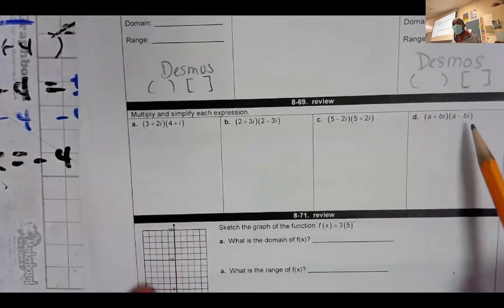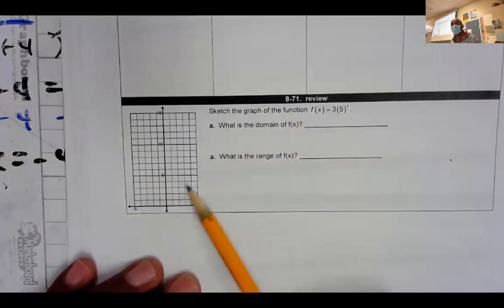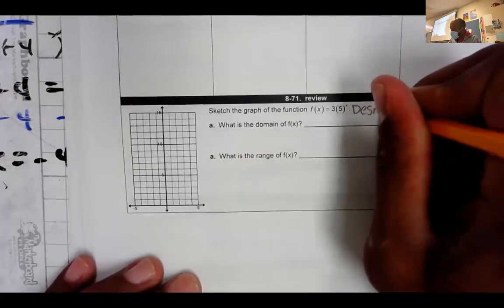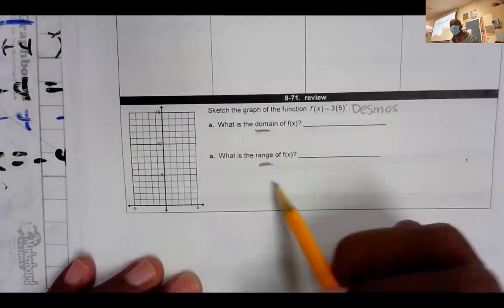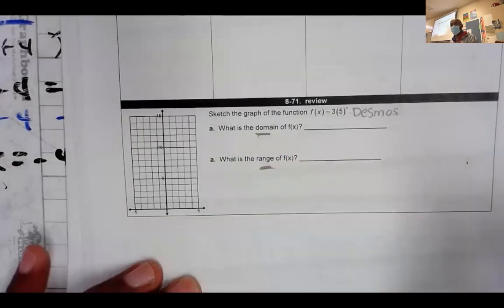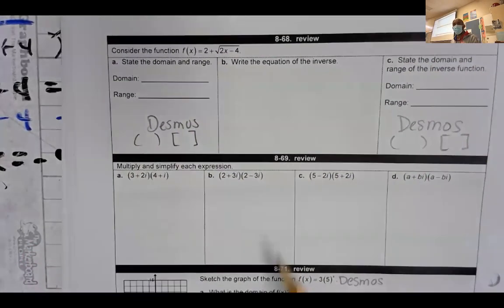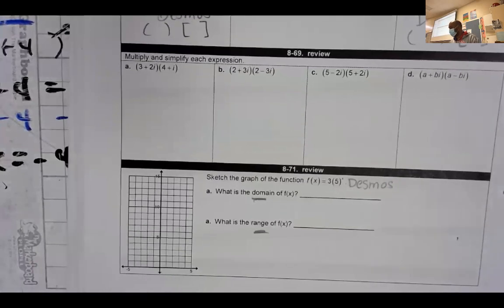Here, multiplying them out, imaginary numbers. And then the last one, you're just sketching this graph out. You can use Desmos again to kind of sketch it out. And then really the main part of this is just figuring out the domain and range. Okay, so there's really no math or algebra you're doing with this one. You're just figuring out the domain and range with these few problems here, okay?